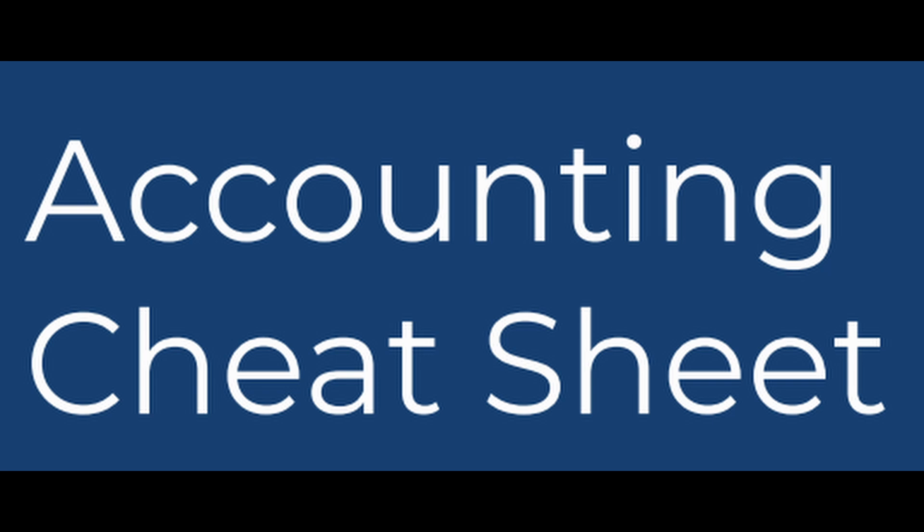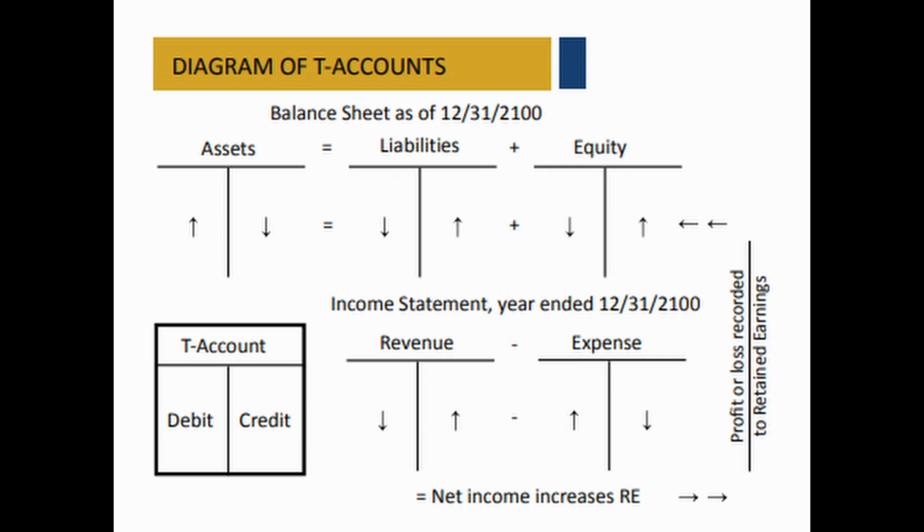Welcome back. In this video, we're breaking down one of the most important foundations in accounting. That's T accounts, the accounting equation, and how debits and credits actually work. Every transaction in accounting hits at least two accounts, one debit, one credit. A T account is just a simple way to visualize that. Debits are always on the left, and credits are always on the right.